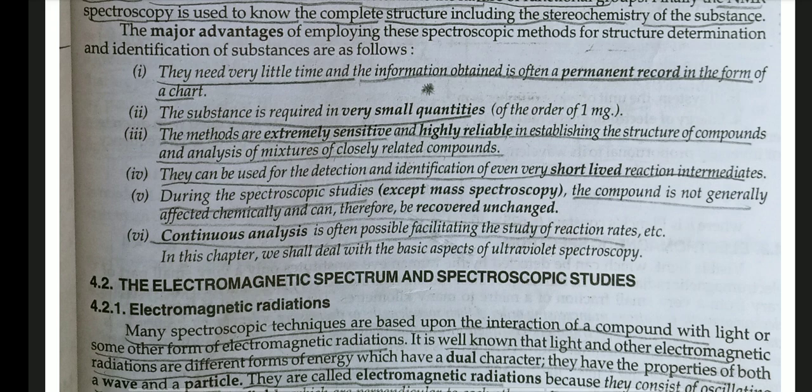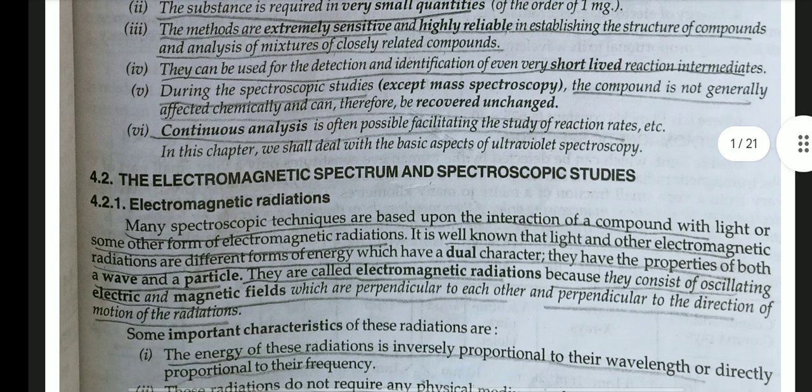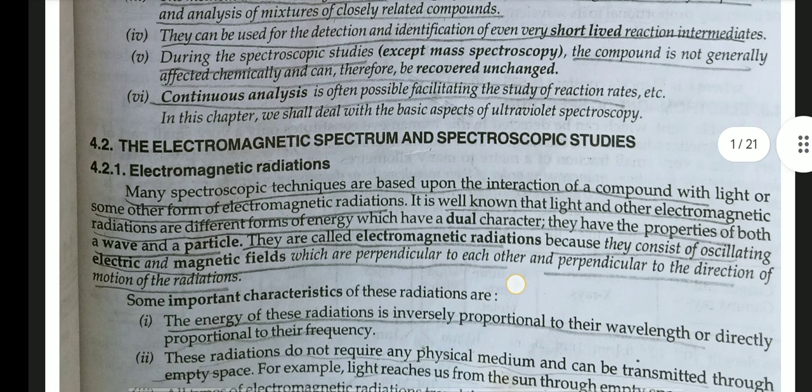During the spectroscopic studies, the compound is not generally affected chemically and can therefore be recovered unchanged. Continuous analysis is often possible, facilitating the study of reaction rates. In this chapter, we shall deal with some basic concepts of UV spectroscopy, the electromagnetic spectrum, and spectroscopic studies.